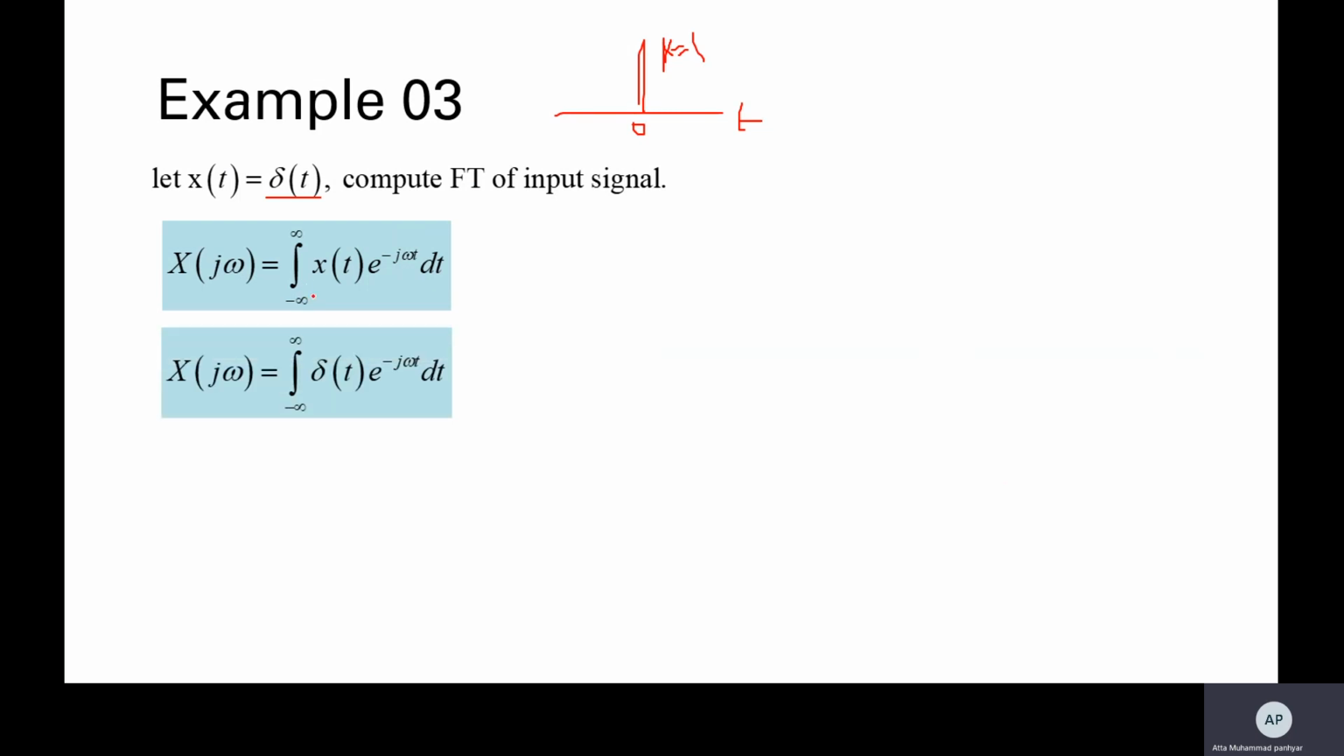Now we know x of t is only delta t. We know this function only exists at t equal to 0, right? And if you put t equal to 0 here, you will get 1. So this term would be reduced to 1. And we know the area under the curve of delta t is 1. So the total output of this signal would be only 1, right? Okay, very easy.